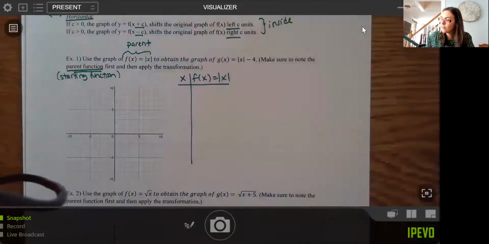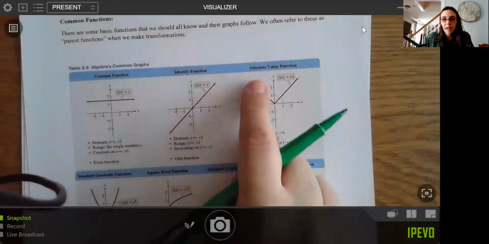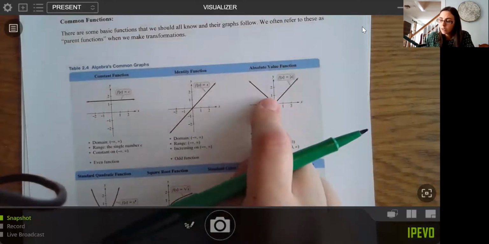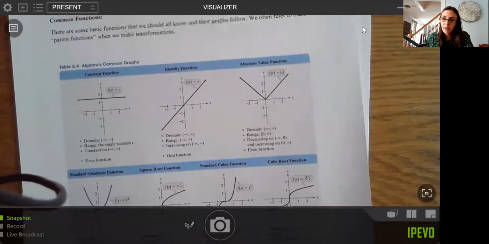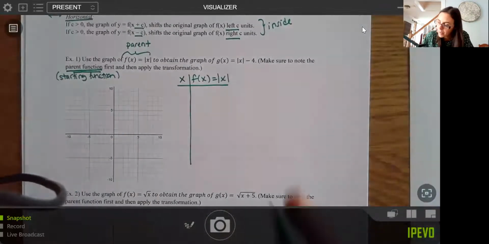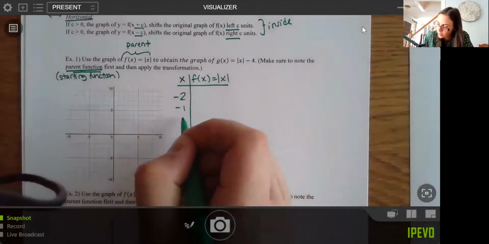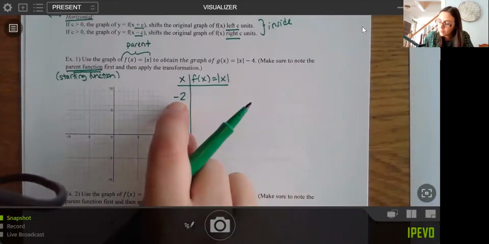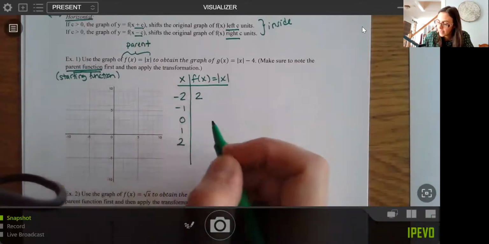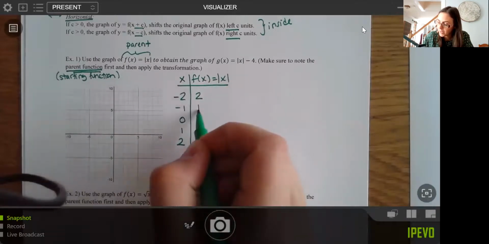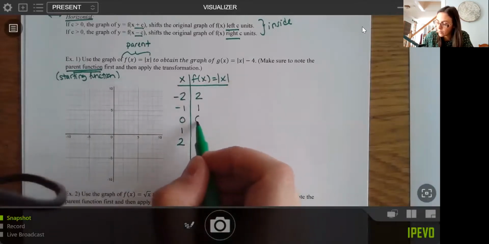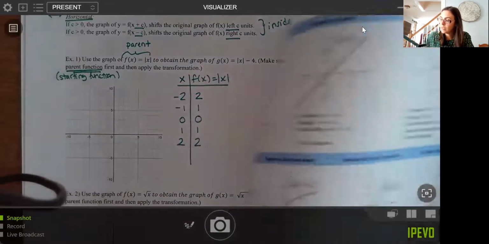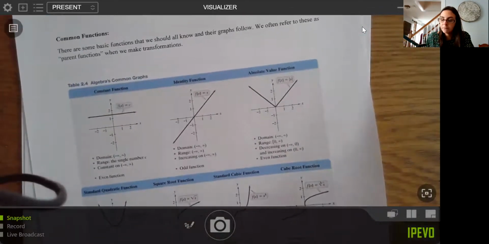Now, from the page before, you should know that the absolute value function looks like this. So we have that same general idea. The only thing I'm going to do is find some specific points so I can plot it a little bit easier. And again, I'm just going to plug in a few values here. So I'm taking the absolute value. The absolute value of -2 is 2. The absolute value of -1 is 1. And the absolute value of 0 is 0. 1 is 1 and 2 is 2. And we know that the general shape should be pointed, kind of like a V.